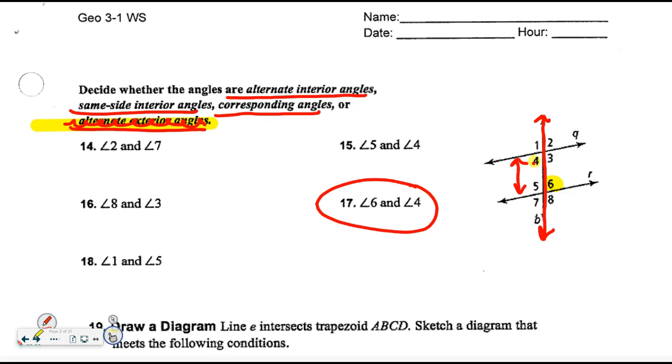But why'd she choose alternate, Matt? Cross the line. Yes. If we didn't cross the line, like number 15 above it, we're still inside, but we're on the same side. So these would be alternate interior. And these would be same side.